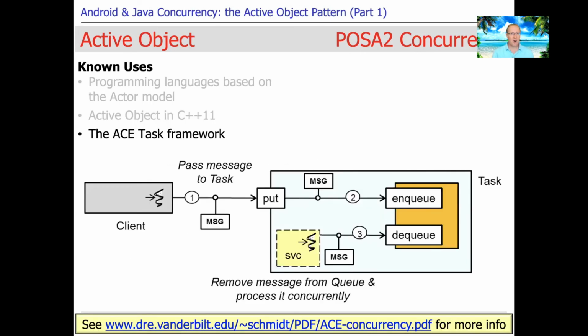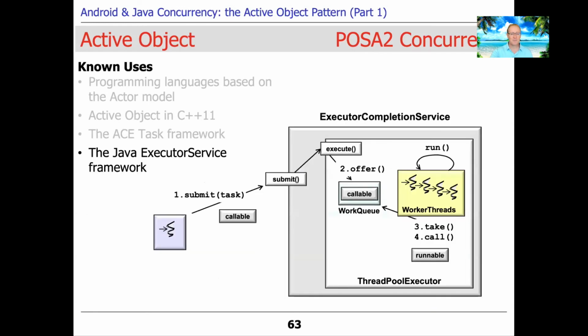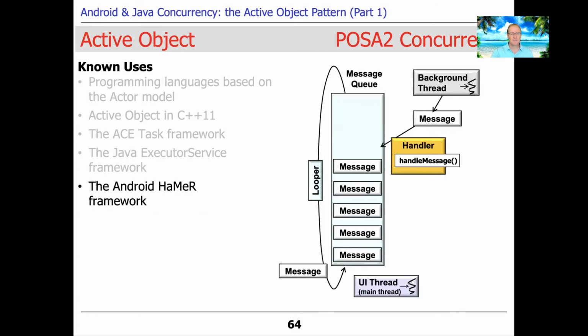I developed a framework for doing active objects. It was called the ACE task framework. You can read more about that at the link below. It implements a subset of the active object pattern and makes it very simple to implement active objects. You can actually look at the Java Executor Service framework as implementing a variant of active objects as well. When you submit tasks that are callable tasks, those can be implemented using active objects. And when you make the submit call, you get back a future, and everything maps really nicely onto the various roles and responsibilities in the active object pattern.